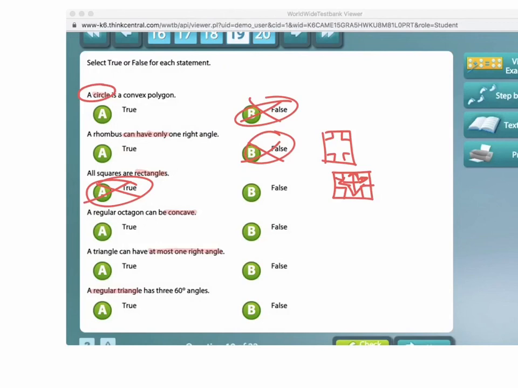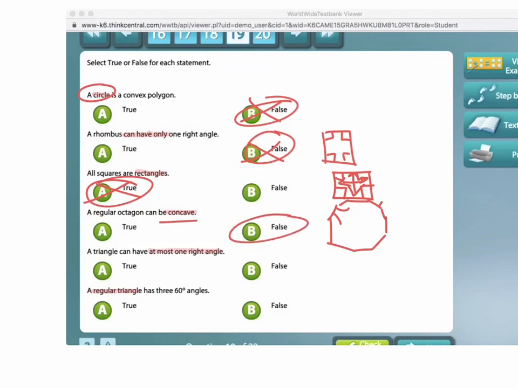A regular octagon can be concave. Well, by definition, regular octagons all have equal angles. I'm going to try to draw this correctly, but it's not working out too well. All the interior angles and all the side lengths are congruent. So no, a regular octagon cannot be concave because all the angles on the interior would not be congruent.